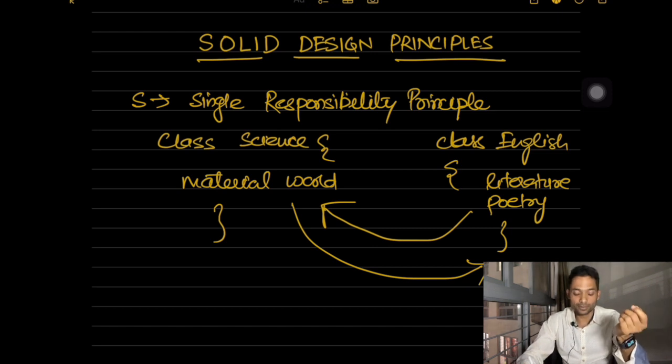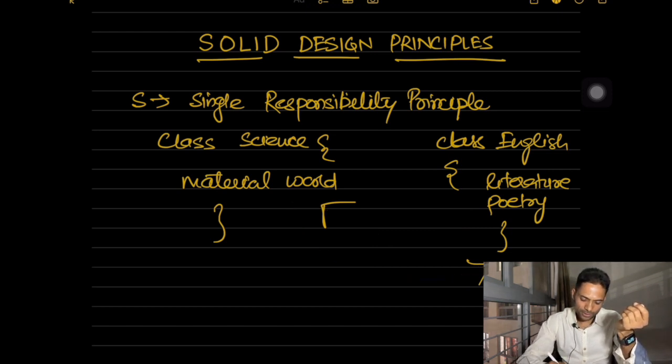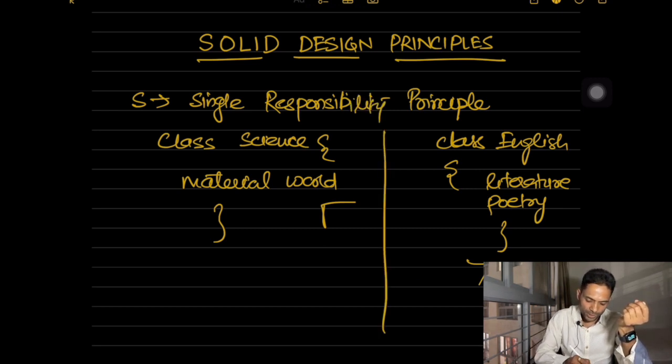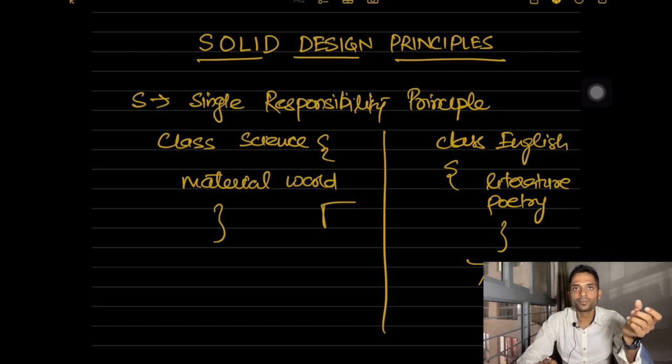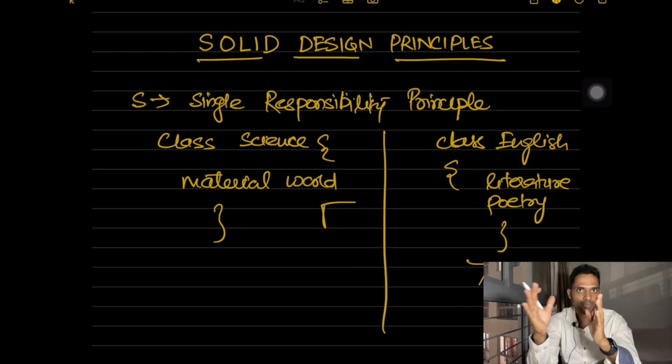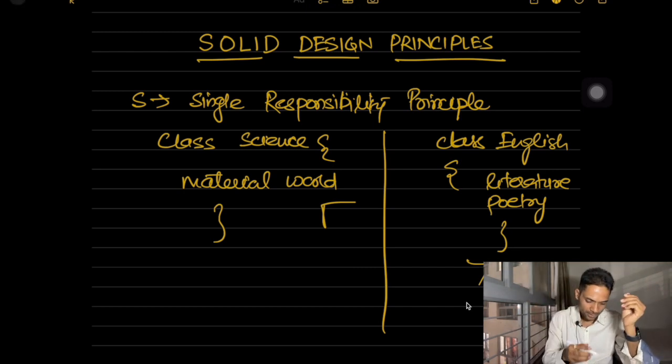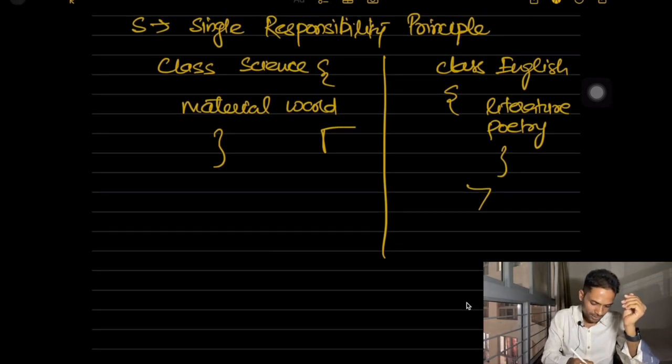It doesn't make sense. That's the whole purpose of writing our classes in such a way that the thing which needs to be there is at a particular place. All of the things which are closely related should be in one class, and that should be the only responsibility of that class. You should not have things which don't make sense there. That's the single responsibility principle: one and only one thing. Science means science, English means English. Clear segregation.